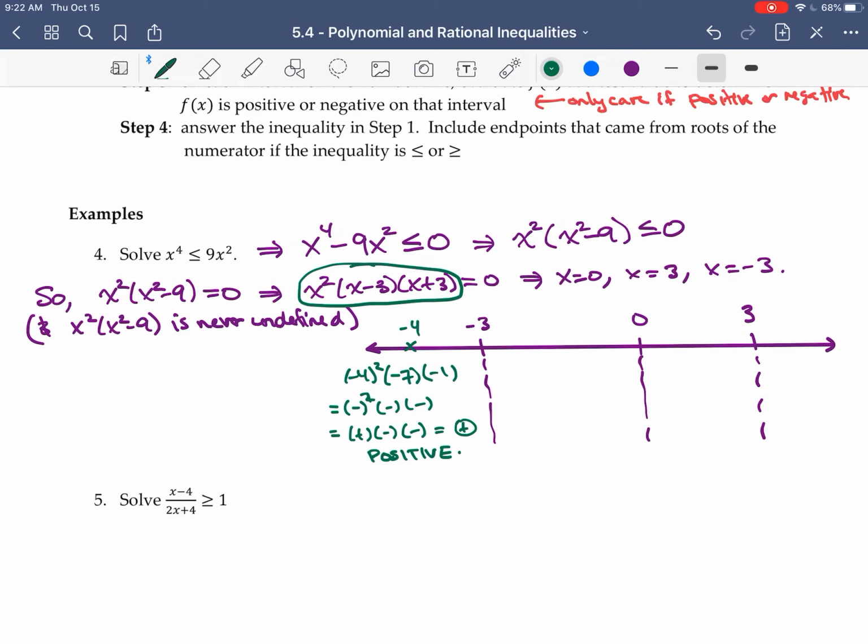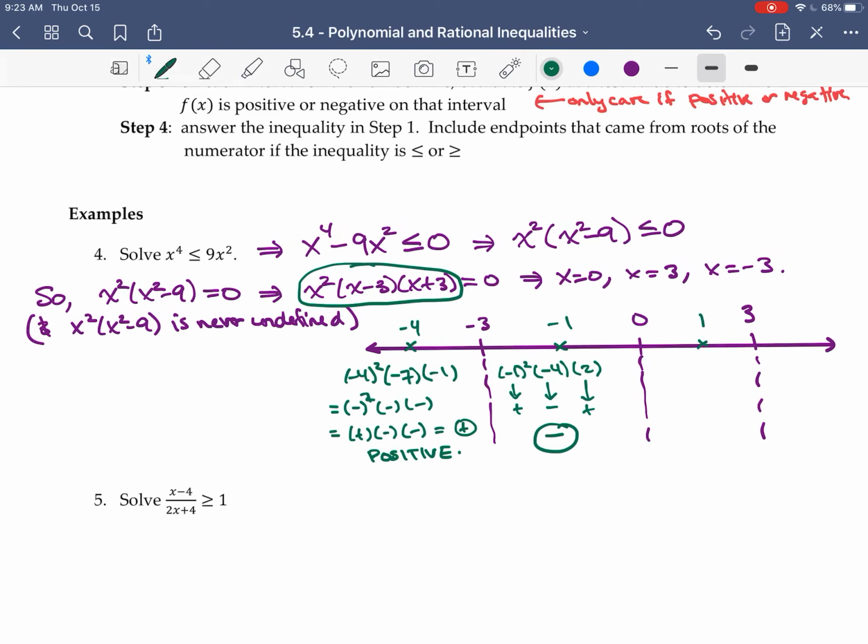Okay, now I'm going to check something between negative 3 and 0, so maybe negative 1. Okay, so that's negative 1 squared. Negative 1 minus 3 is negative 4. Negative 1 plus 3 is 2. So again, this thing's going to be a positive because of the square. This one's a negative, and this one's a positive. So I'm multiplying two positives and a negative. That's going to give me a negative. Okay, so it's going to be negative in that interval.